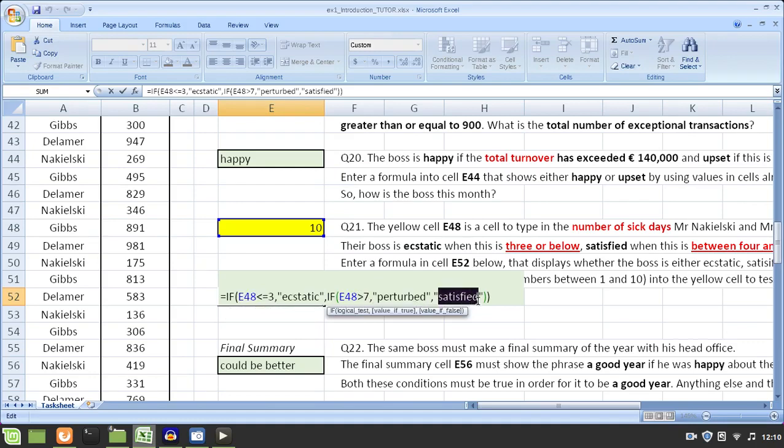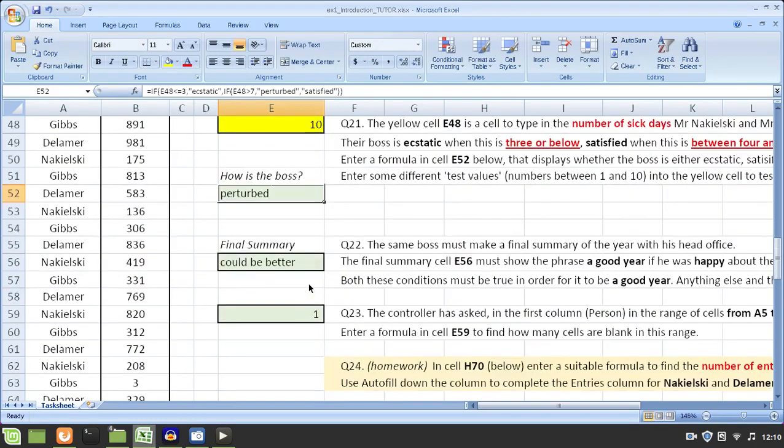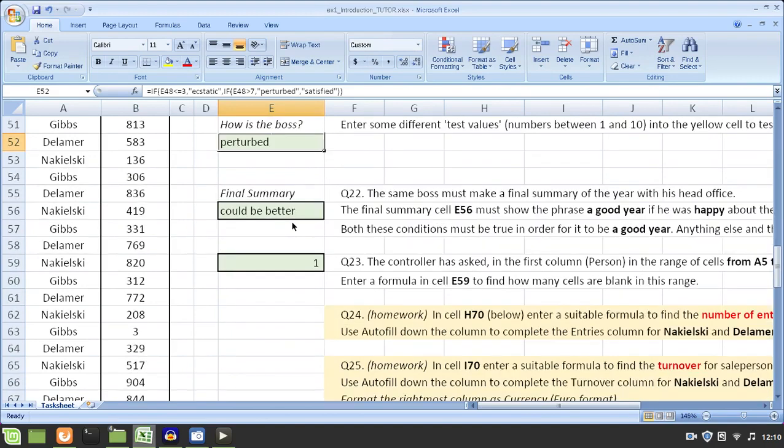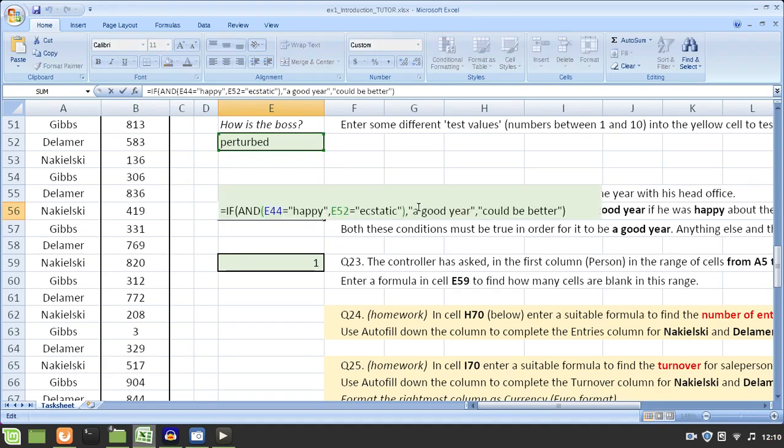Let's move on to question 22. So, question 22, what does it say? It says, the same boss must make a final summary of the year with his head office. The final summary in cell E56, which is this one, must show the phrase a good year if he was happy about the total turnover and also ecstatic about the number of sick days.